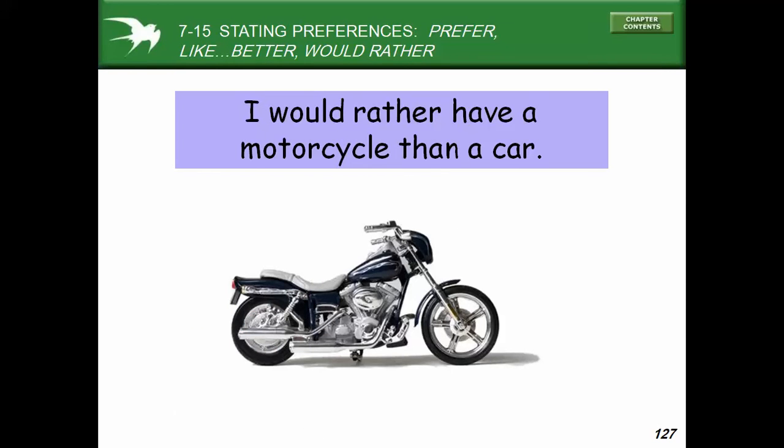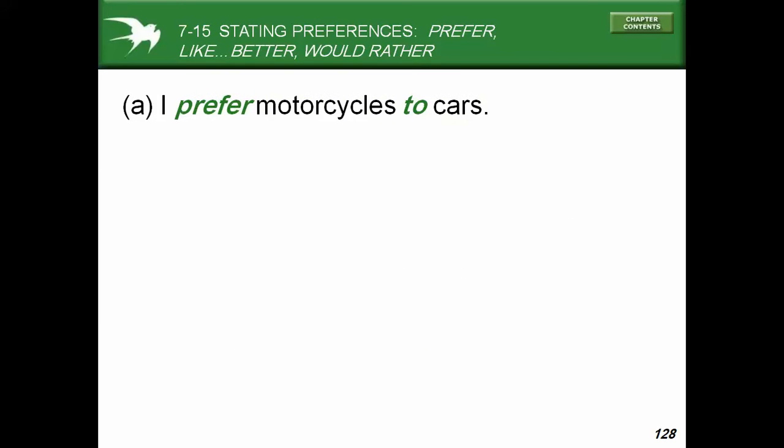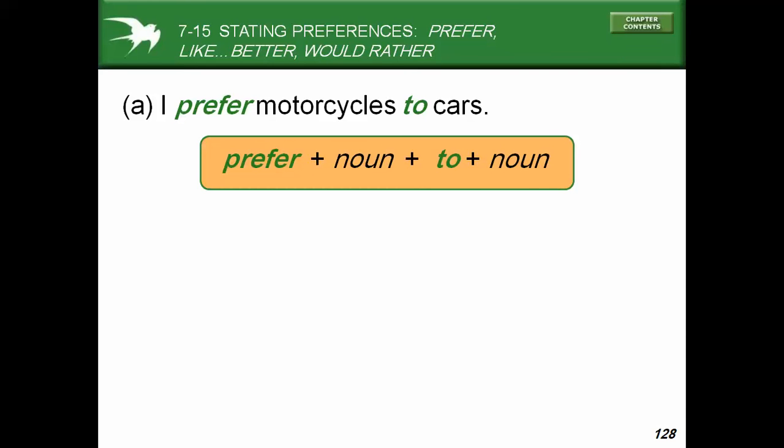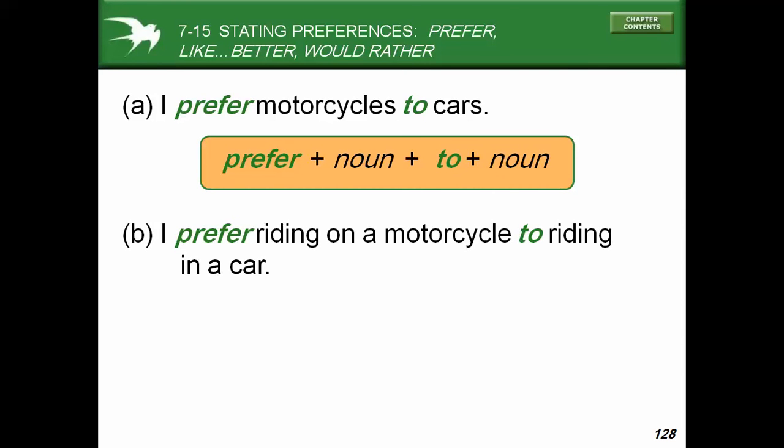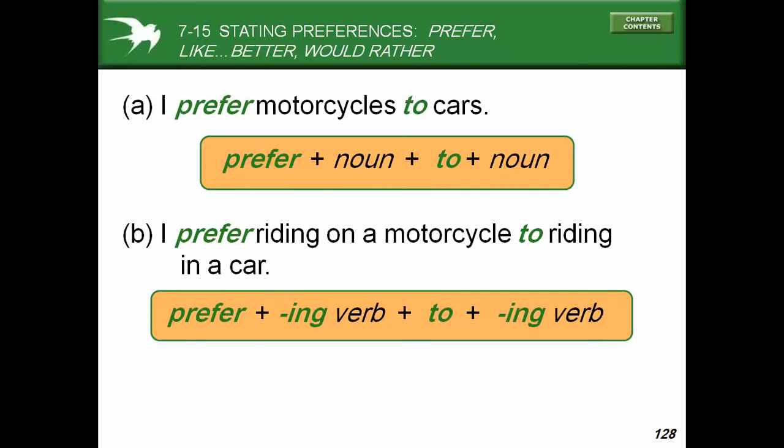Here, stating preferences, we say prefer, like better, and would rather. I would rather have a motorcycle than a car. This is, you prefer this to that. I prefer motorcycles to cars. Prefer plus noun plus to plus noun. I prefer riding on a motor to riding in a car. Okay? Prefer plus ing verb to plus ing verb.